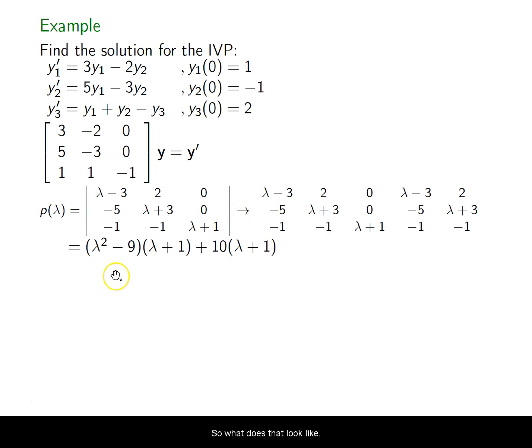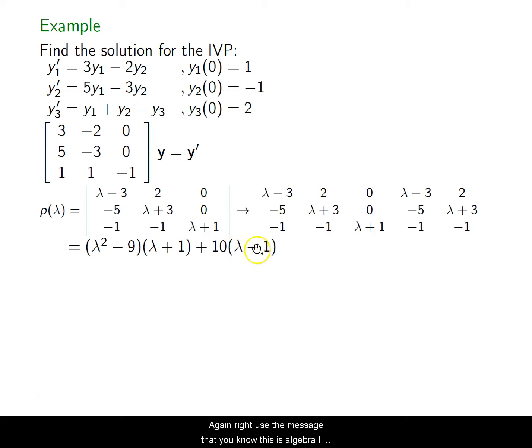So what does that look like? I'm going to have lambda squared minus 9, because it's a difference of squares, times lambda plus 1. And then this one will be a negative 10, so positive, times lambda plus 1. So I have this. Now you could expand this out and combine all my like terms, or again, use the methods that you know.